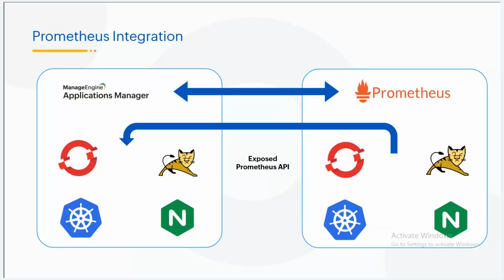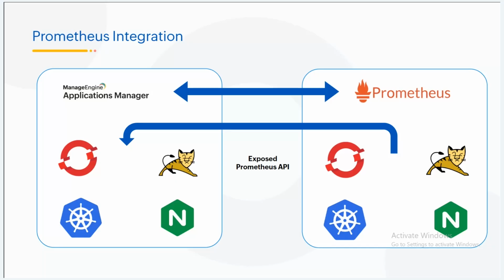The second method to discover and monitor OpenShift is Prometheus integration. In this method, you integrate Prometheus with Applications Manager and fetch OpenShift metrics directly via the exposed Prometheus API, with no SSH connection required. This method is especially useful in secure environments, where direct SSH access is restricted. So by supporting both SSH and Prometheus methods, Applications Manager ensures that you can monitor OpenShift efficiently in any type of infrastructure. This balances performance visibility with your security requirements.